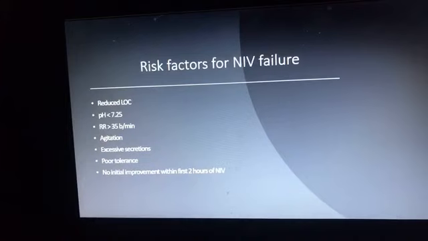Risk factors for non-invasive ventilation failure: reduced level of consciousness, pH less than 7.25, respiratory rate more than 35, agitation, excessive secretion, poor tolerance, and no initial improvement within the first 2 hours of non-invasive ventilation.